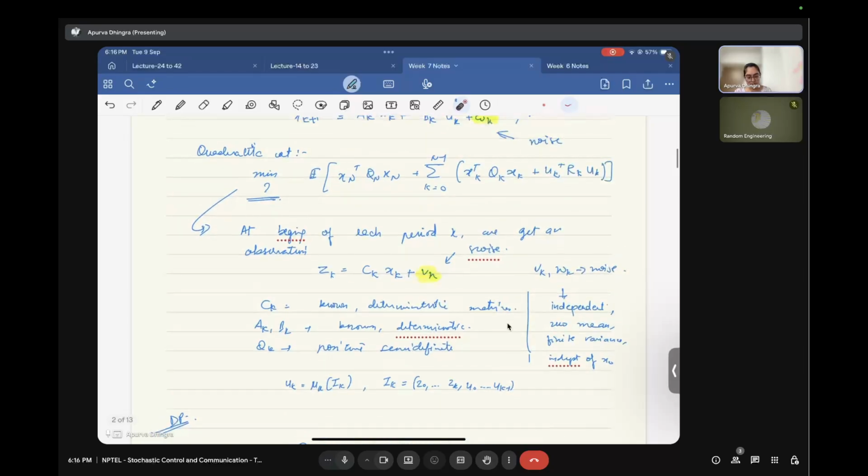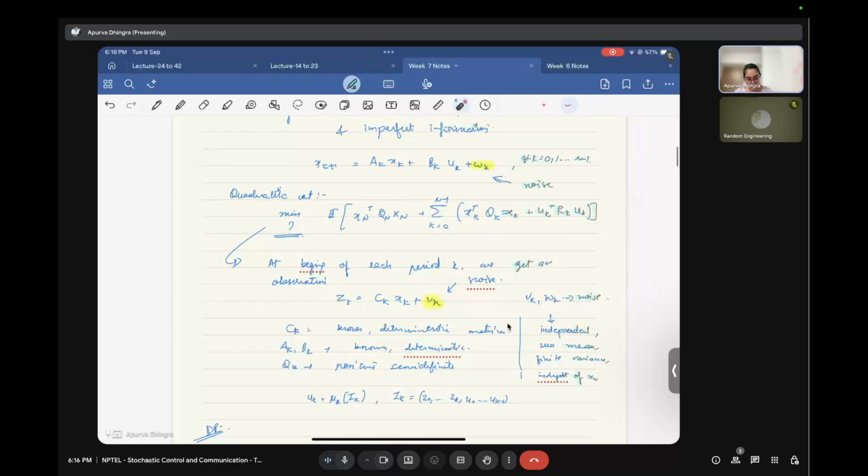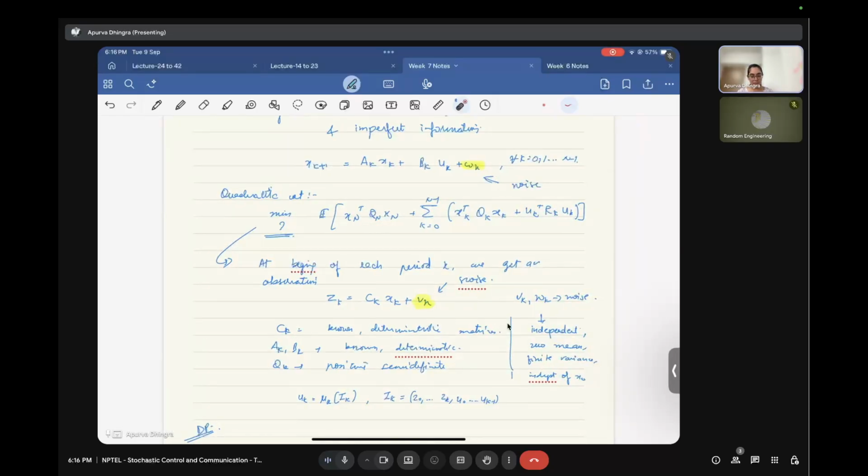Then here C_k, A_k and B_k are some deterministic matrices, meaning we know the things in the matrix. There's nothing to learn there. It's known, and the values are numbers, they're real numbers. And the Q_k, this one, this is positive semi-definite.